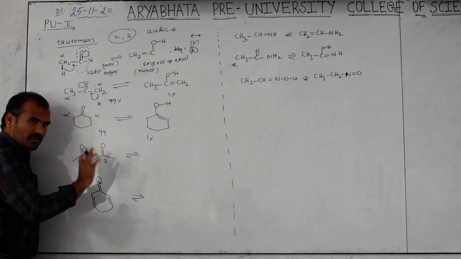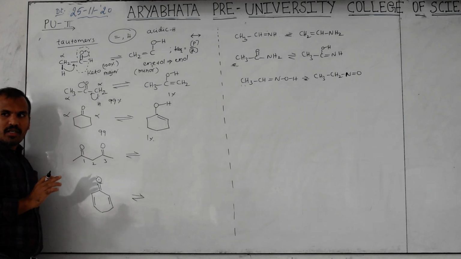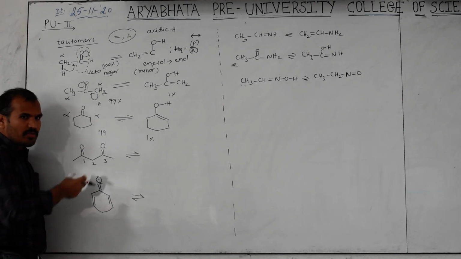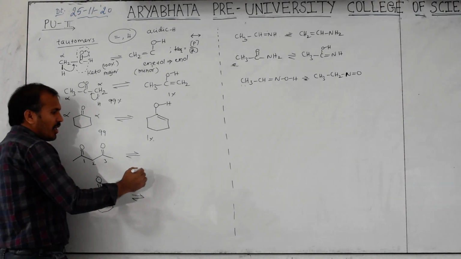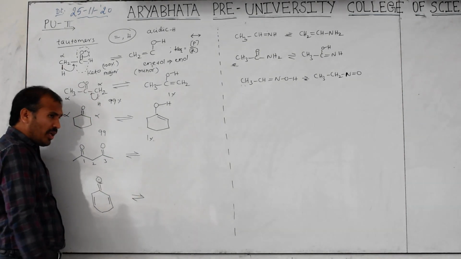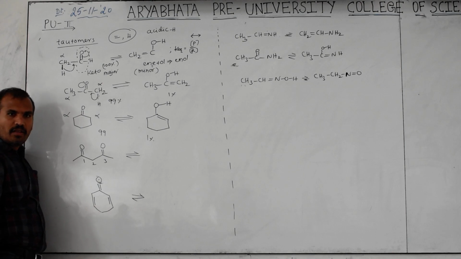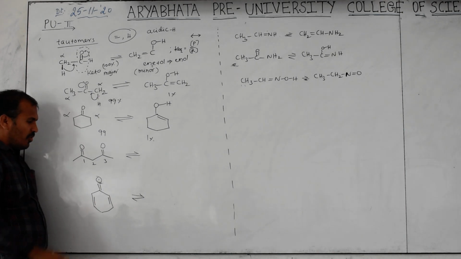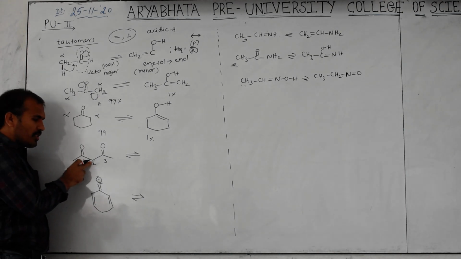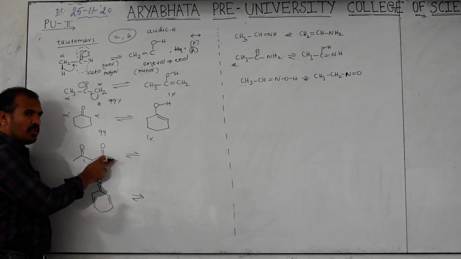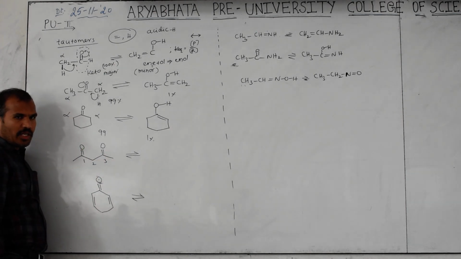Not IUPAC name this is. 1,3 diketone is not IUPAC name. Just locating the keto group where it is, clear. 1,3 diketone. Clear? Then what we get here? Find out how many alpha carbons are there. Alpha carbon is the functional group next carbon. Functional group next carbon 3. Functional group next carbon next. Total how many alpha carbons are there? 3. How many alpha hydrogens are there? 3, 6 plus 2, 8.